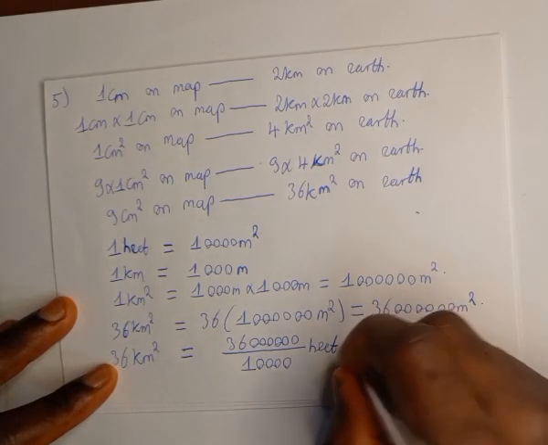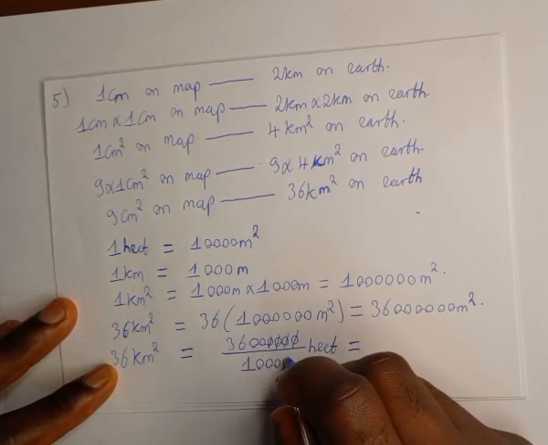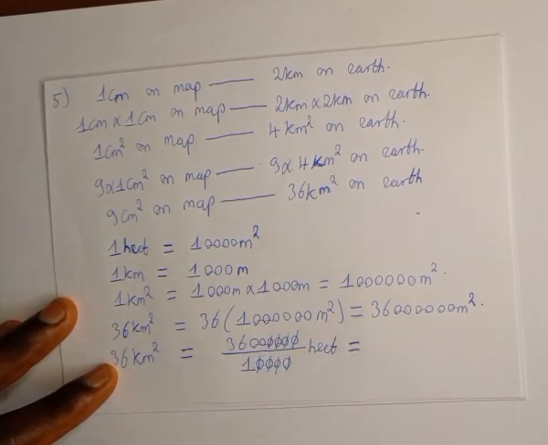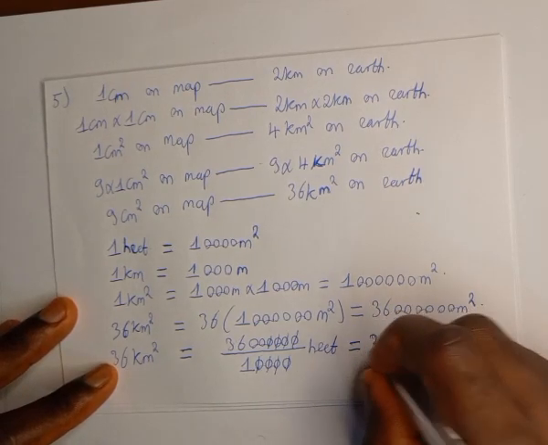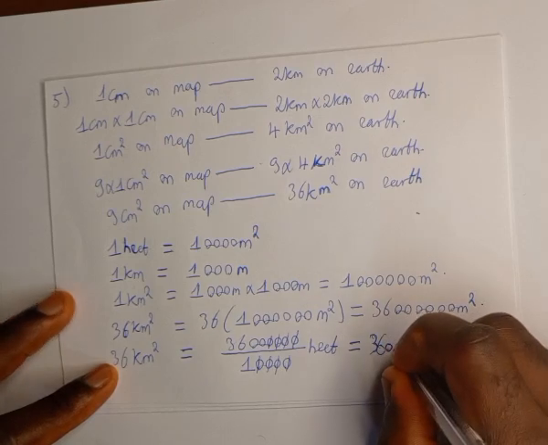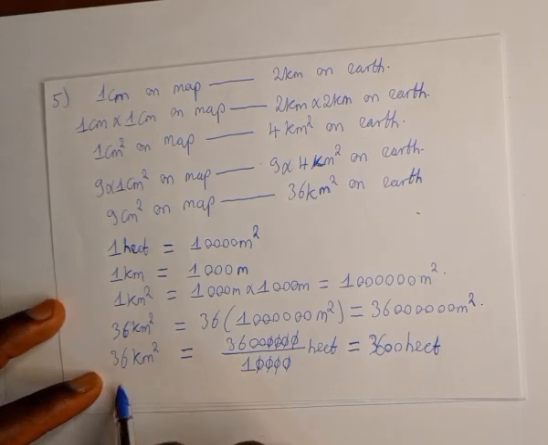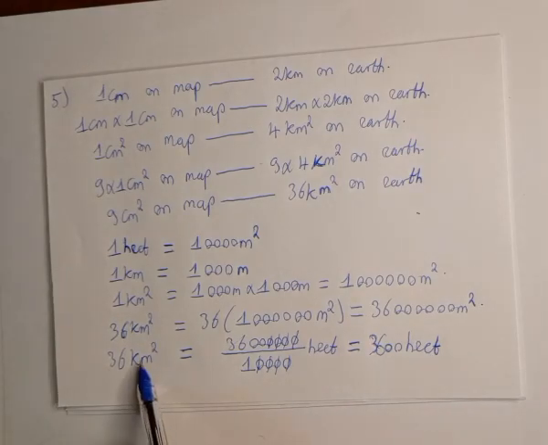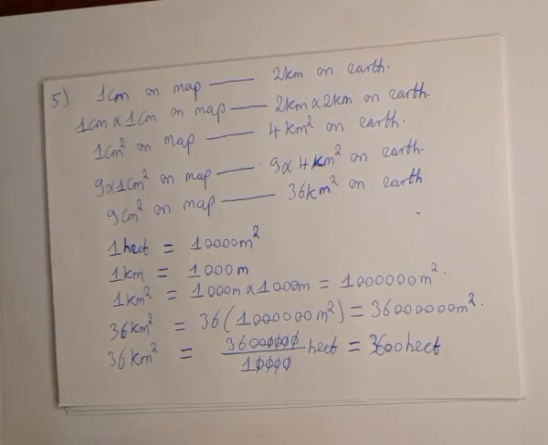And this will simply be equal to 4 zeros here. We'll strike off these 4 zeros. We'll be left with 3,600 over 1, which is simply 3,600 hectares. It simply means 36 kilometers squared, which is equivalent to 9 centimeters squared on map, is equal to 3,600 hectares. Then we conclude.